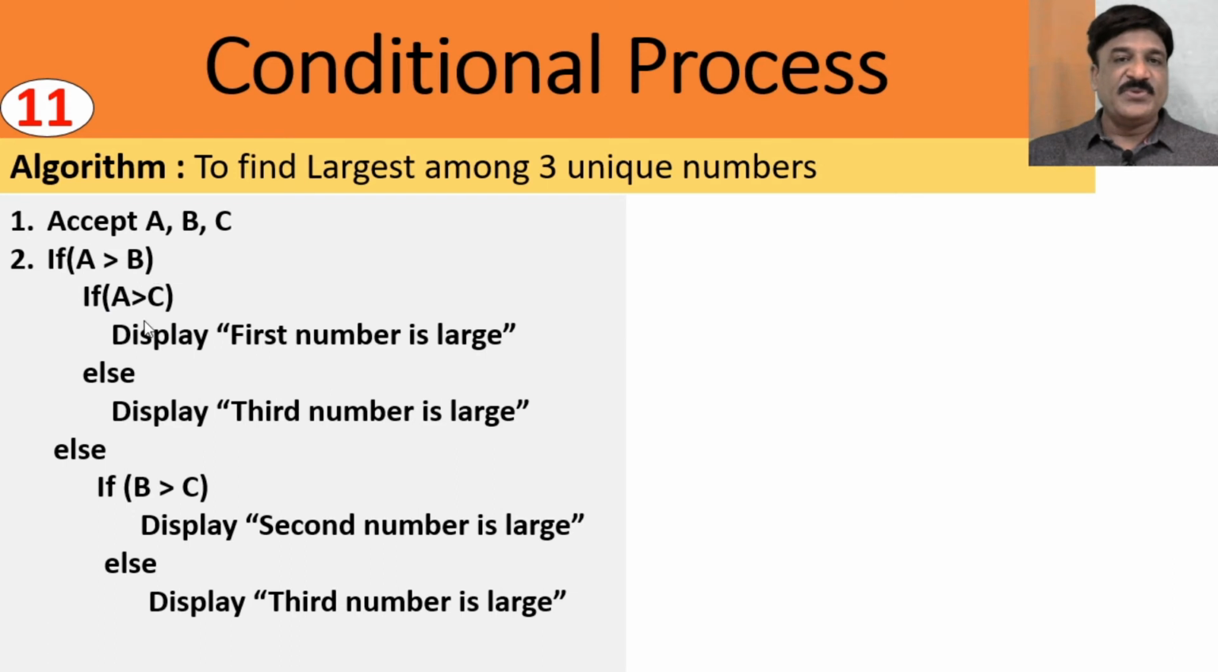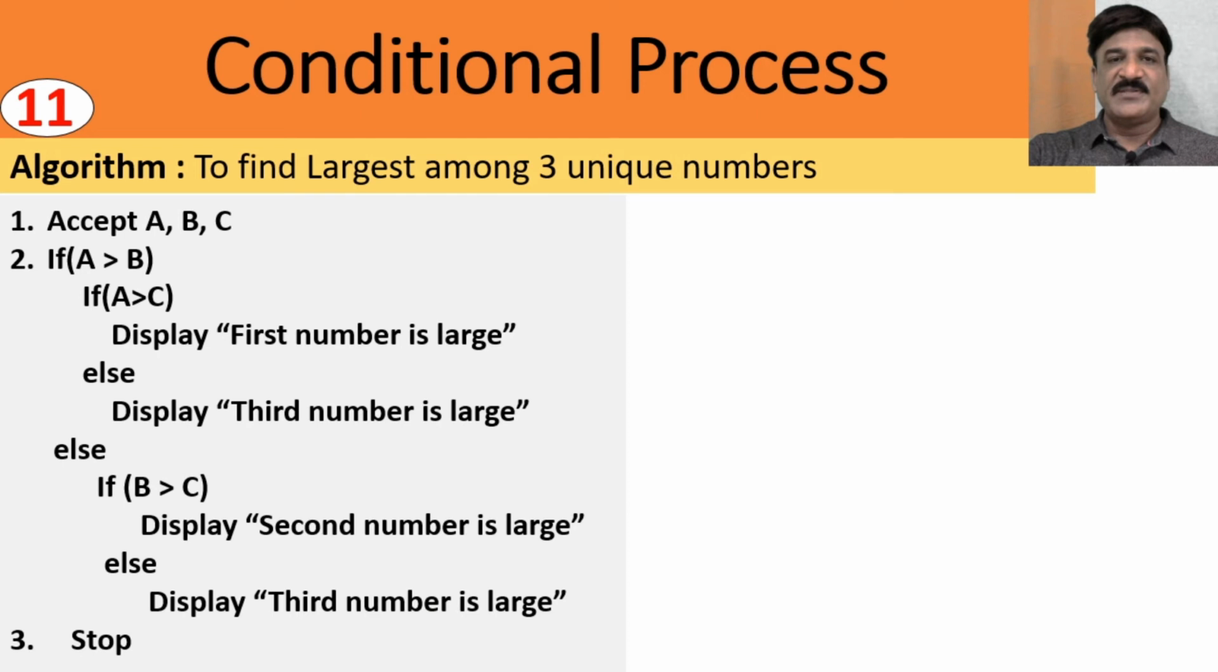This condition is true. But this condition is false: A is not greater than C. In that case, what? The third number is large. Now, if this condition fails, it means control will be transferred to this else. And here we are checking whether the second value is greater than third. If it is so, second number will be large. Otherwise, third number is large.